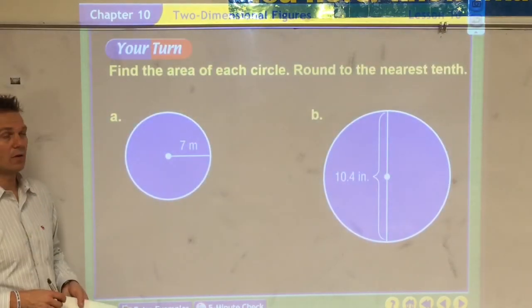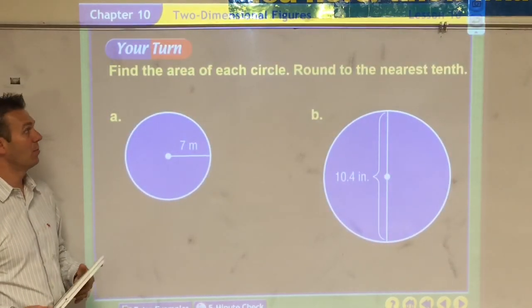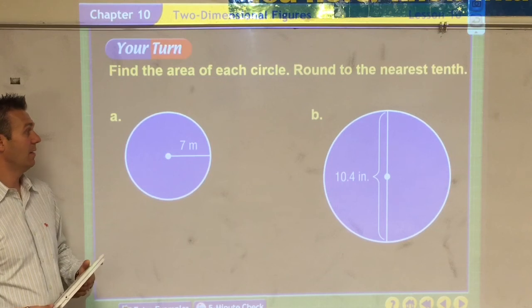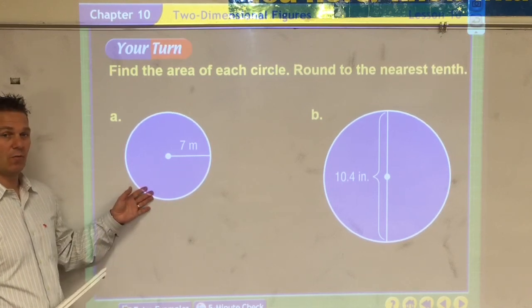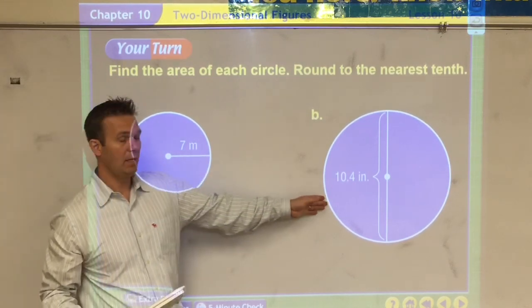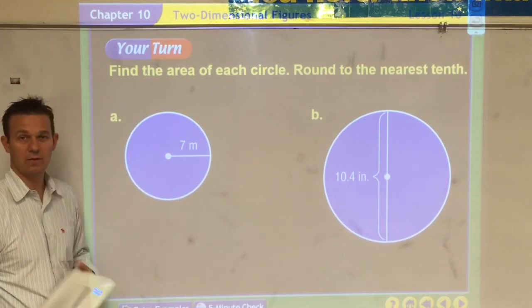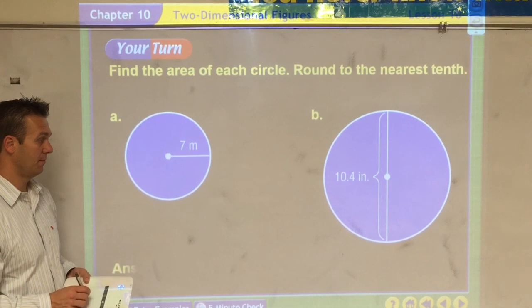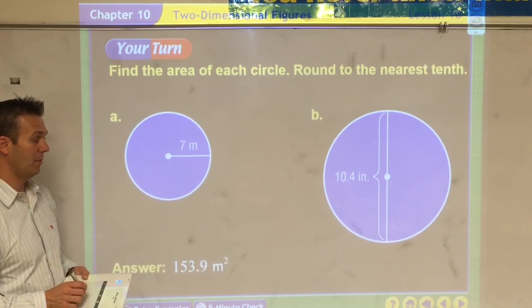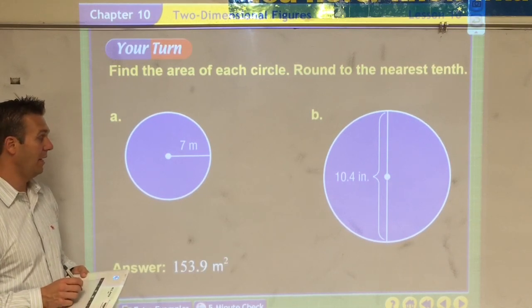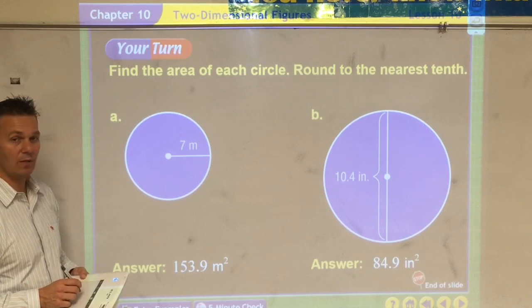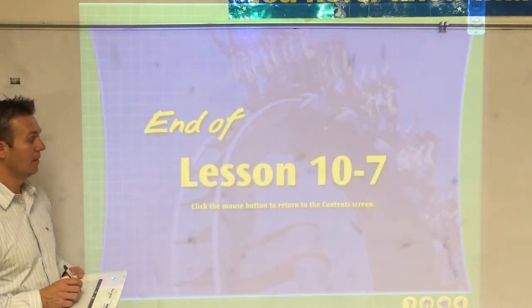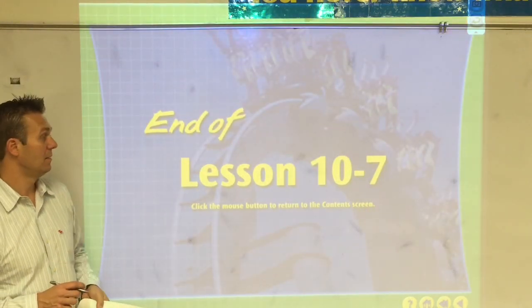Okay, now it's your turn. Go ahead, solve these two problems. Find the area of A, which has a radius of 7, and B has a diameter of 10.4. Just a helpful hint, you're going to have to change that diameter to radius. And these are the answers that you would come up with: 153.9 for A and 84.9 for B. And that is the end of lesson 10-7.